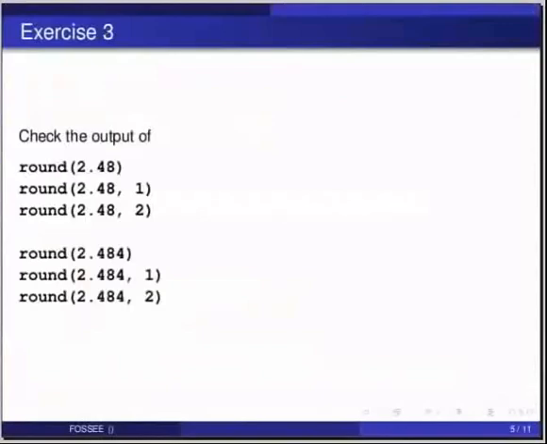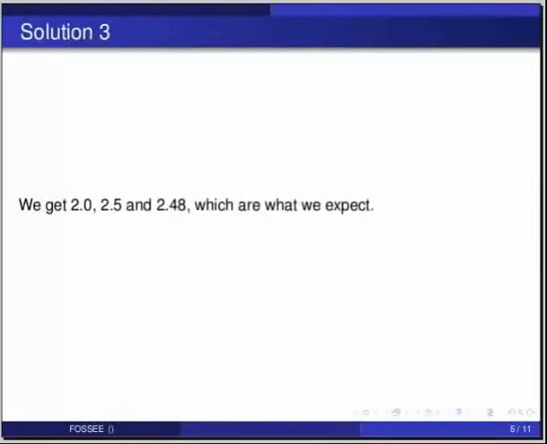Pause the video here. Try out the following exercise and resume the video. Let us now try a few more examples with the function round. Check the output of round 2.48, round 2.48, 1, round 2.48, 2, round 2.484, round 2.484, 1, round 2.484, 2. Now we got 2.0, 2.5 and 2.48, which are what we expect.